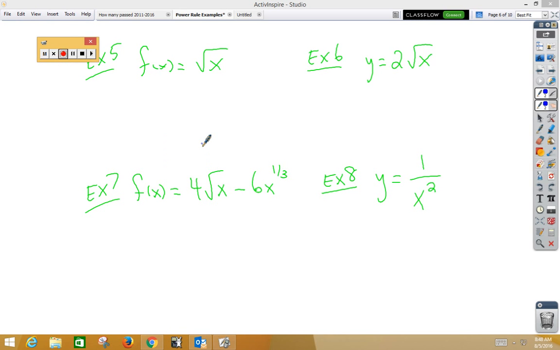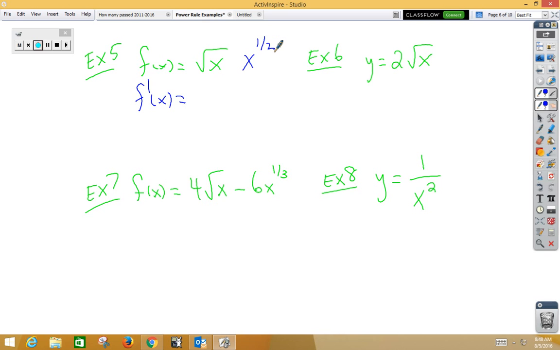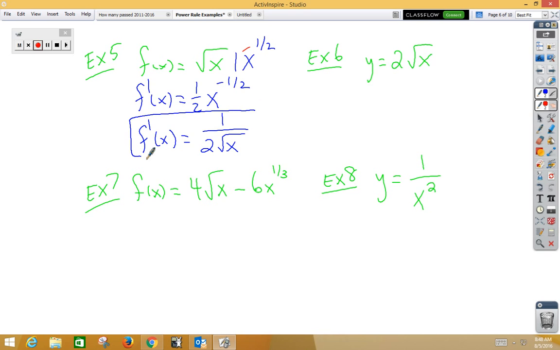Here are some additional power rule example problems. In example 5, f prime of x is equal to, now if you think about the square root of x as x to the 1/2 power, we can go ahead and multiply. 1 times a half would be half x to the 1/2 minus 1, which is the negative 1/2 power. In AP land, they would most likely change that to 1 over 2 square root of x. This is a derivative that is so popular with AP that we should memorize that answer to save time.